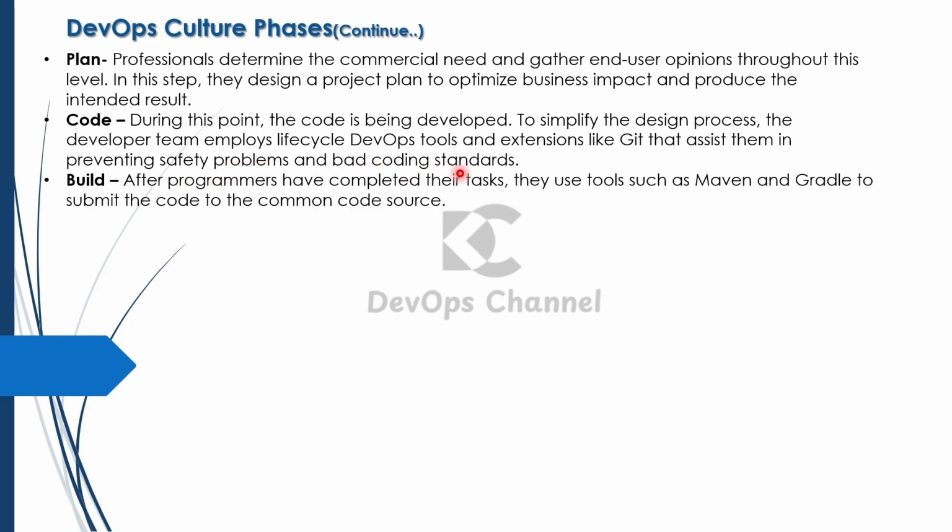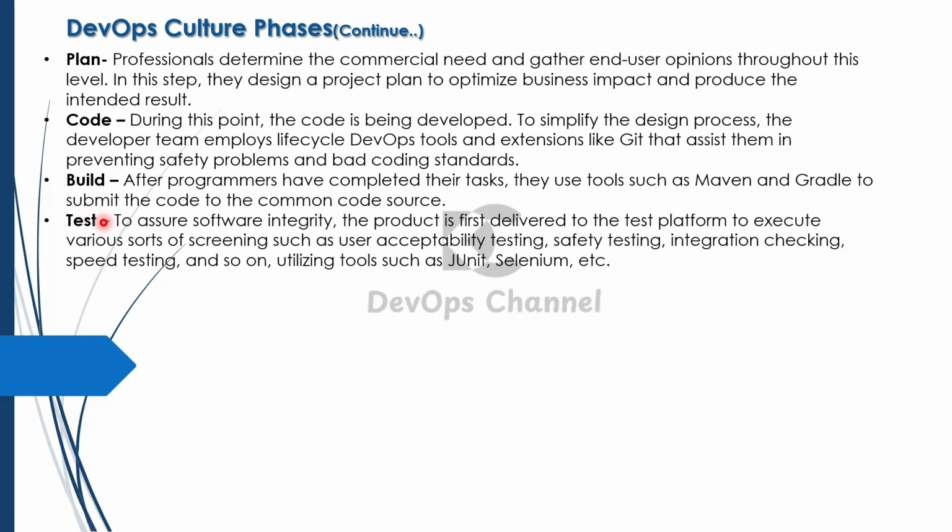Next one is build. After writing the code we will definitely need to build it. After programmers have completed their task, they use tools such as Maven and Gradle to submit the code to the common code source. Basically they are only limited to Java. If you are using another framework, you can use different tools. So the build phase is dependent on whatever framework you are using.